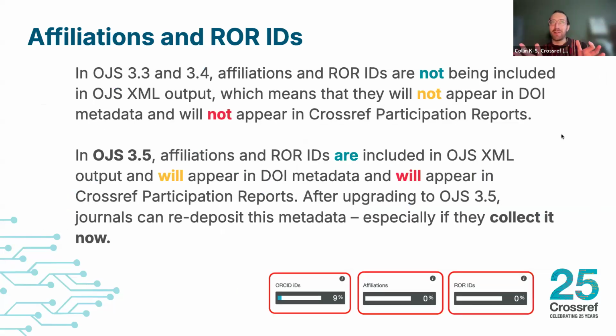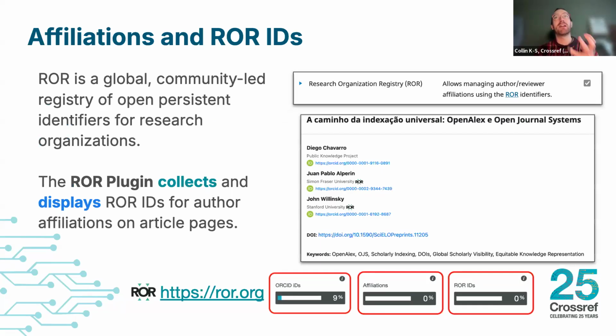An important caveat here about versions. OJS 3.3 and 3.4, while you can collect ROR IDs, there's a technical limitation that prevents you from sending those ROR IDs to Crossref. So if you're specifically interested in increasing your ROR ID score via OJS, you're unfortunately not going to be able to do that with OJS versions 3.3 and 3.4. You can still install this plugin, you can still display ROR IDs, but that information is not going to get to Crossref via the automatic deposits.